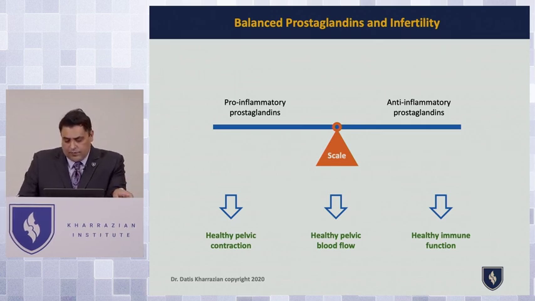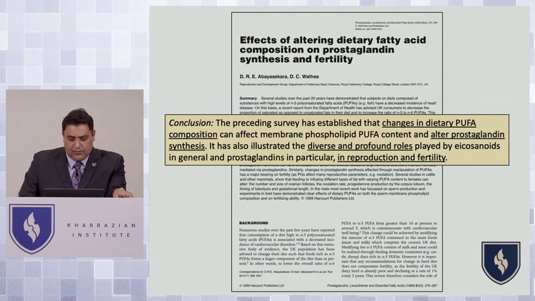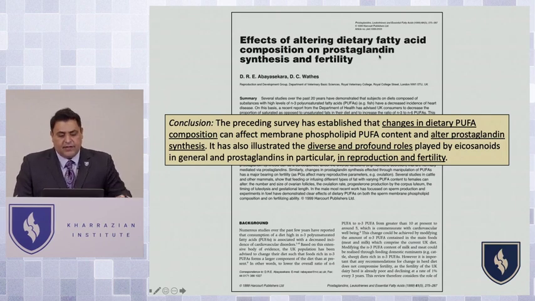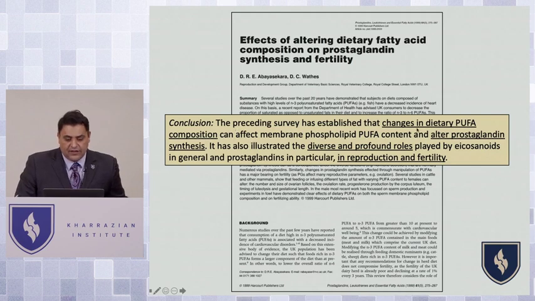It's really critical for sperm function as well. So lots of studies published on this. So let me show you some of these important studies. This is a study that was published, Effects of Altering Dietary Fatty Acid Composition on Prostaglandin Synthesis and Fertility. Conclusion: the preceding survey has established that changes in dietary polyunsaturated fatty acid composition can affect membrane phospholipid polyunsaturated fatty acid content and alter prostaglandin synthesis. It has illustrated the diverse and profound roles played by eicosanoids and in general prostaglandins, particularly in reproduction and fertility.